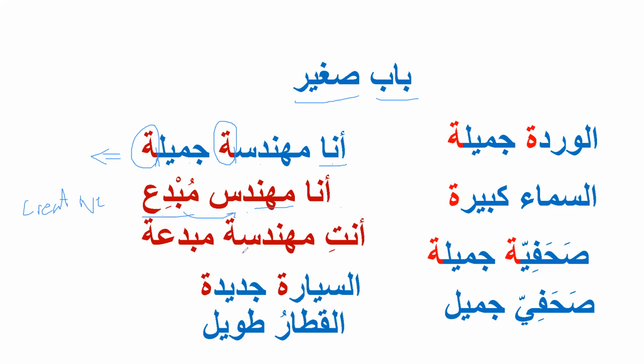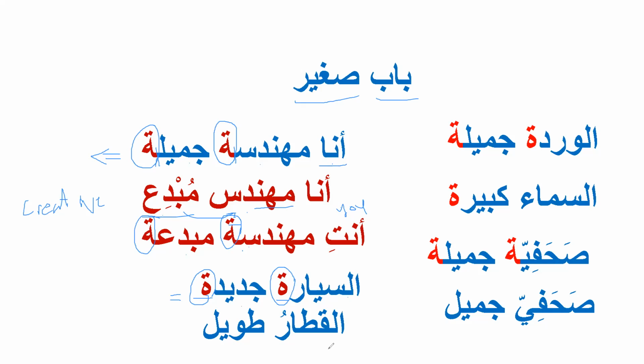Here, see, أنتِ مهندسة مبدعة. So we have تاء مربوطة here also and تاء مربوطة here also. And the word أنتِ means you for the female. So somebody is saying to her, you are a creative engineer. Another example is السيارة جديدة. السيارة, surely it's feminine because it has تاء مربوطة. So the word جديدة should also have تاء مربوطة. السيارة جديدة means the car is new.